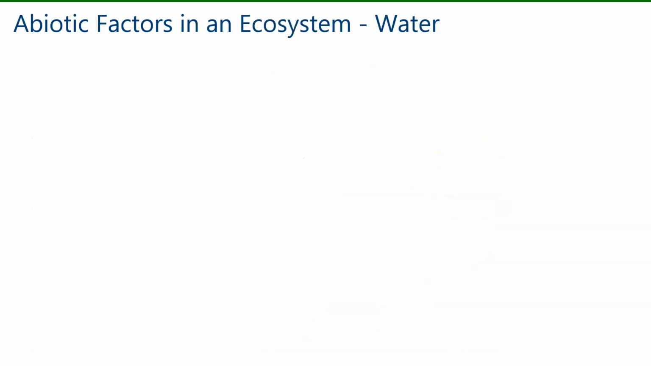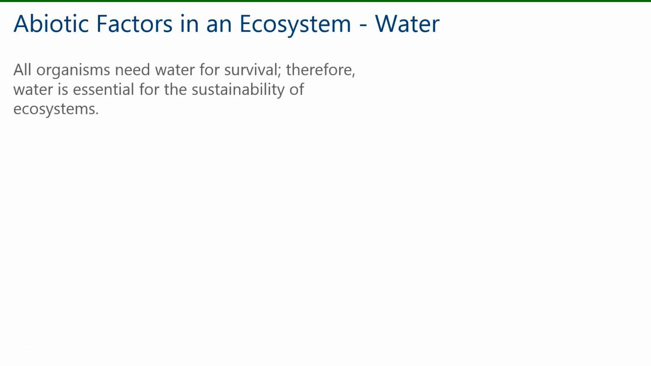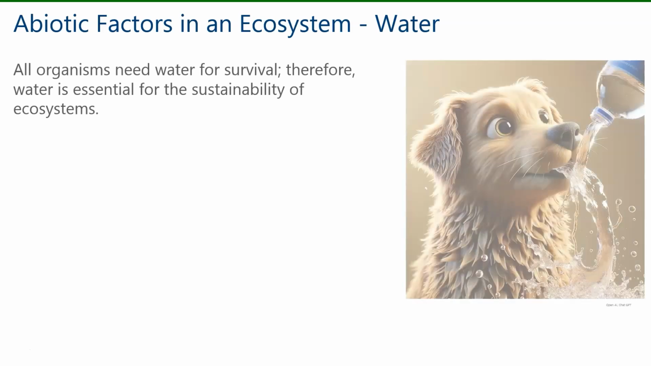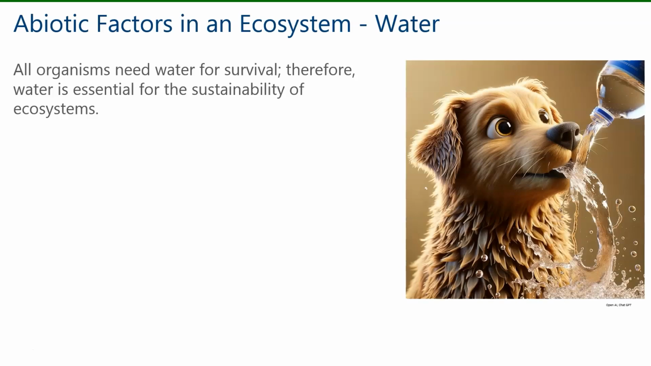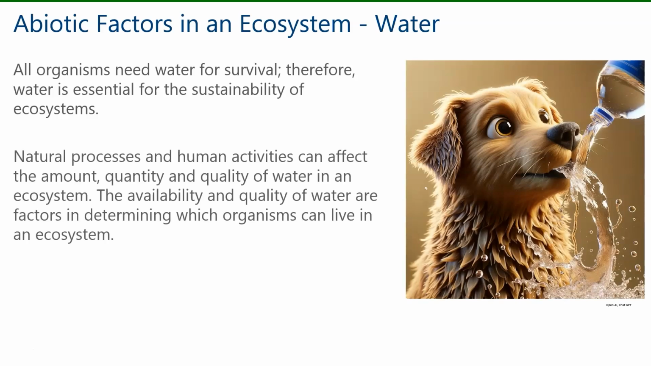Next, we're going to discuss a few of the abiotic factors in an ecosystem in a little more detail. We'll look at water first. All organisms need water for survival. Therefore, water is essential for the sustainability of ecosystems. Natural processes and human activities can affect the amount, quantity, and quality of water in an ecosystem. The availability and quality of water are factors in determining which organisms can live in an ecosystem.